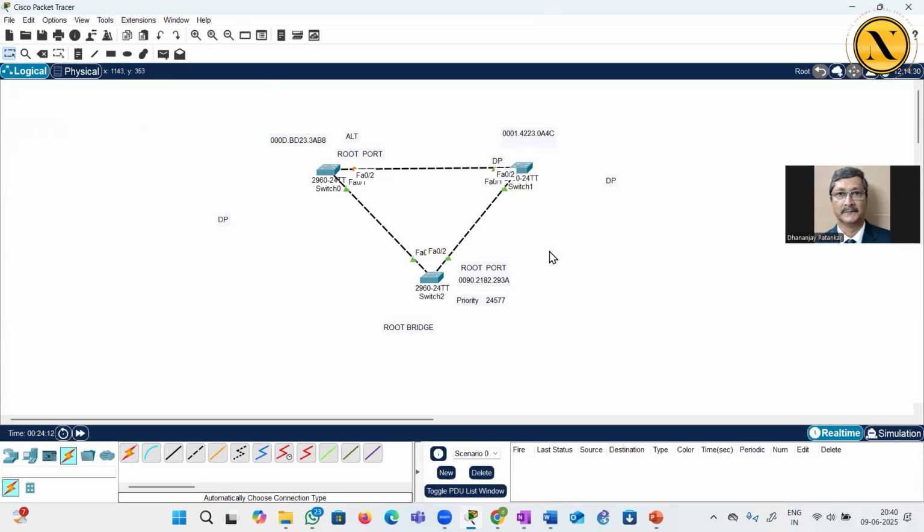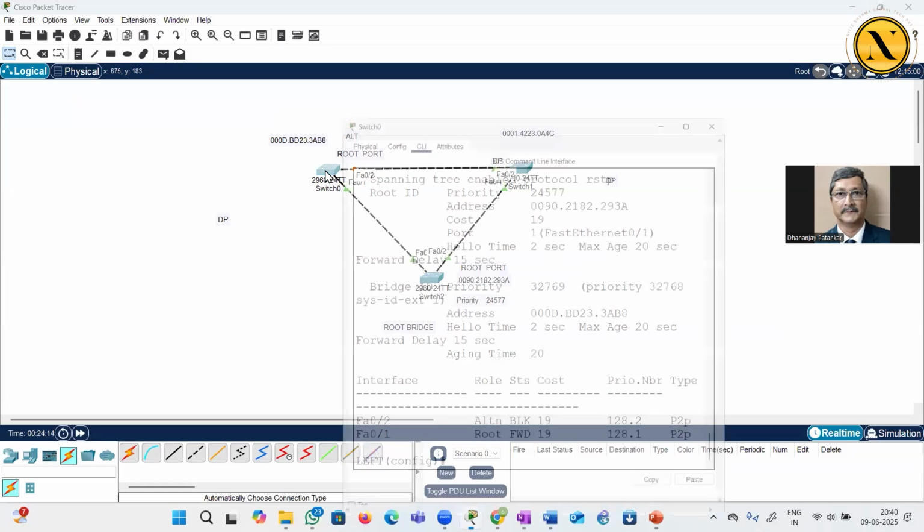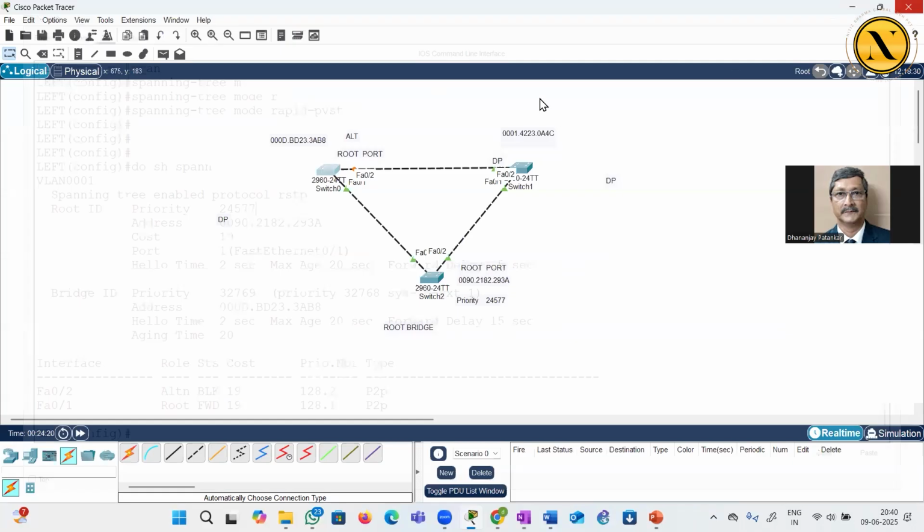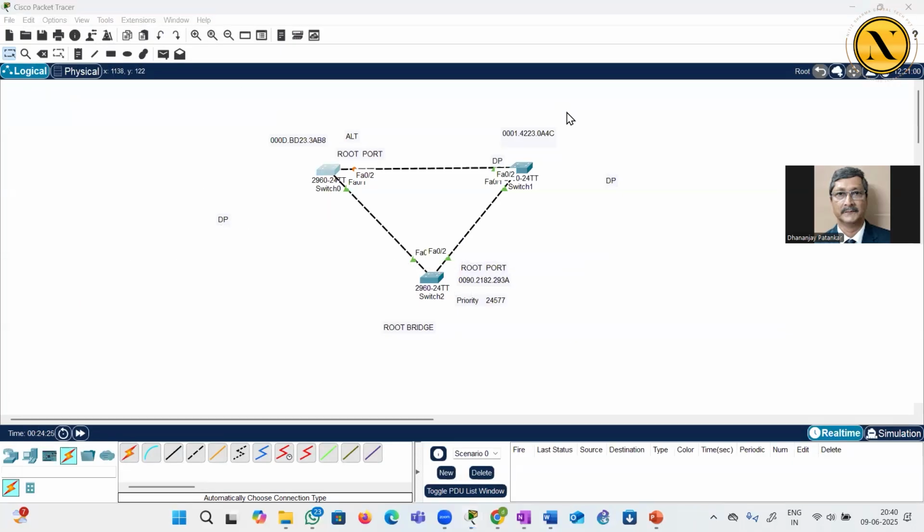Understood? Okay, now I want to make this one the root bridge for VLAN 1. Sir, just two are there. Where's Megha? I don't see her. I think she must be having some internet issue, right? No problem. She'll join back.